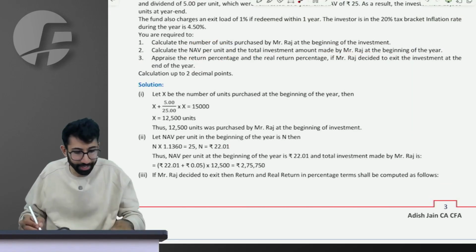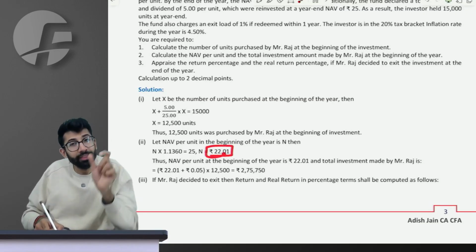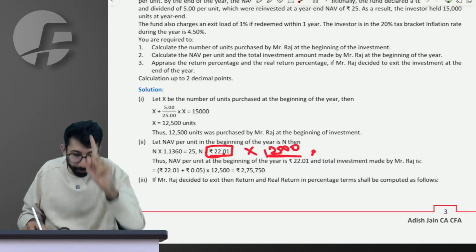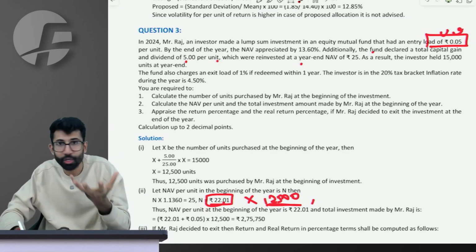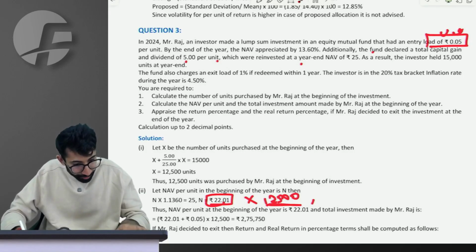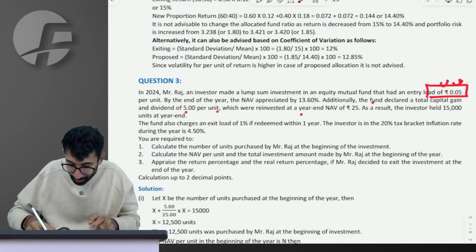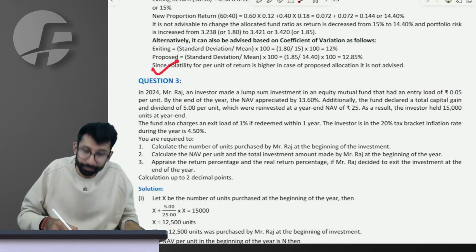Once again, I think I made a calculation mistake, doing it again. Sir, whatever is my opening NAV, on that NAV, when you purchase 12,500 units, it gives you the amount of investment. But one particular thing you have to understand in here is the amount of entry load. Whatever NAV you purchase, you have to additionally pay. So 22.01 plus additionally pay 0.05. So 22.06, 22.01 plus 0.05 multiplied by 12,500 units is 2,75,750 is the amount of investment. Such an easy, basic, at the same time new and tricky question of mutual fund we are doing.